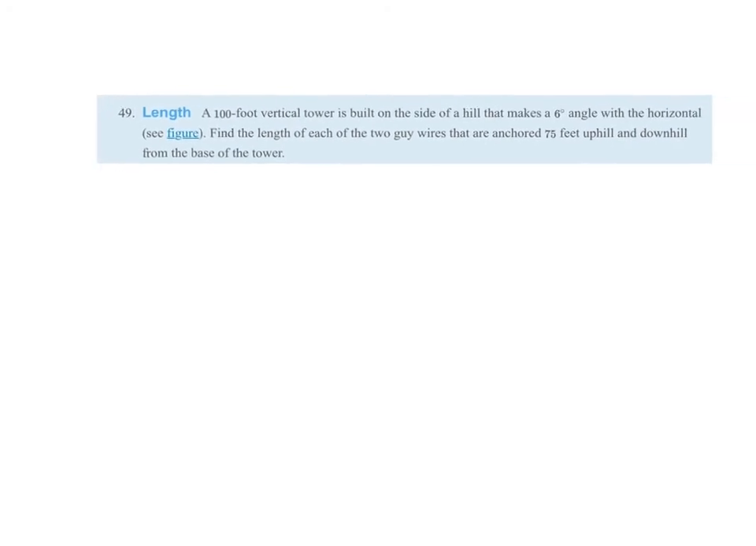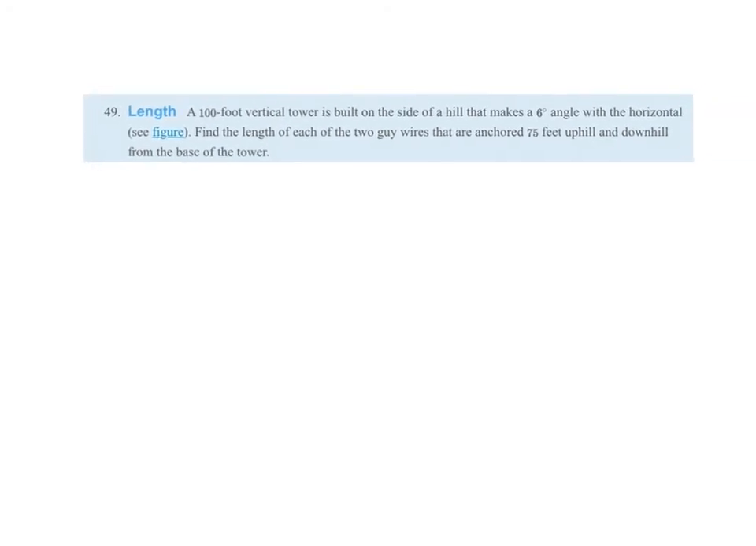So let's look at number 49 from 6.2 as well. So I took out the drawing, so it's good to practice how do you draw it, just as a practice skill. So we have a 100-foot vertical tower that's built on the side of a hill. Okay, vertical tower, meaning it's just straight up and down. And the hill makes a 6-degree angle with the horizontal. So we don't have the figure, we're going to draw it.